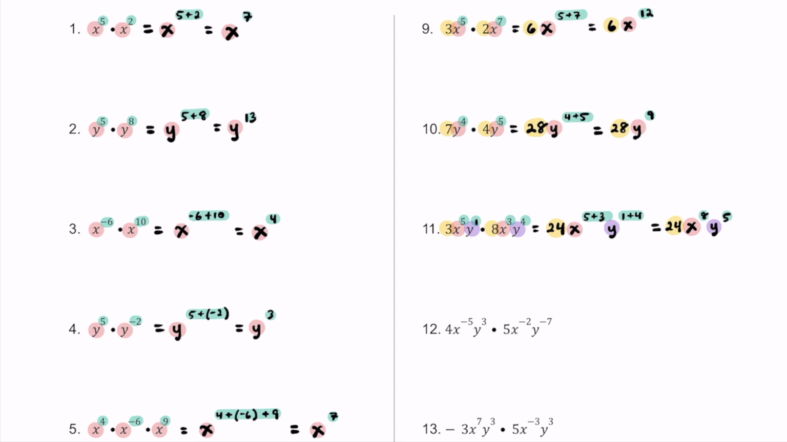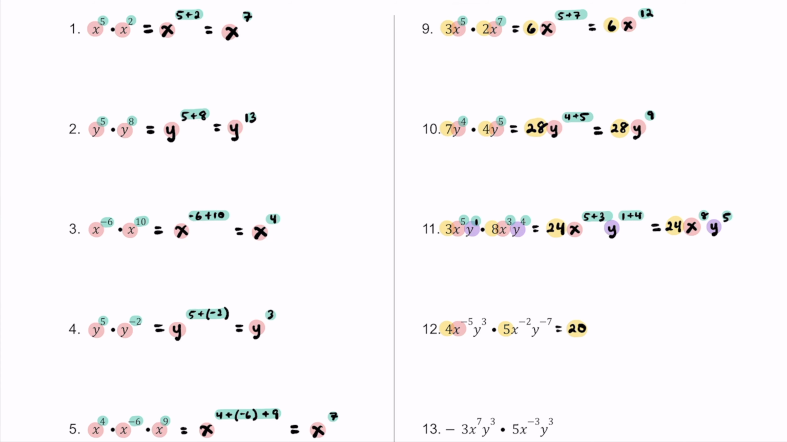For number 12, we have 4x to the negative 5th power times y to the 3rd power times 5x to the negative 2nd power times y to the negative 7th power. Let's start with the coefficients here. We have 4 times 5. 4 times 5 is going to be 20, so let's put that 20 out in front.